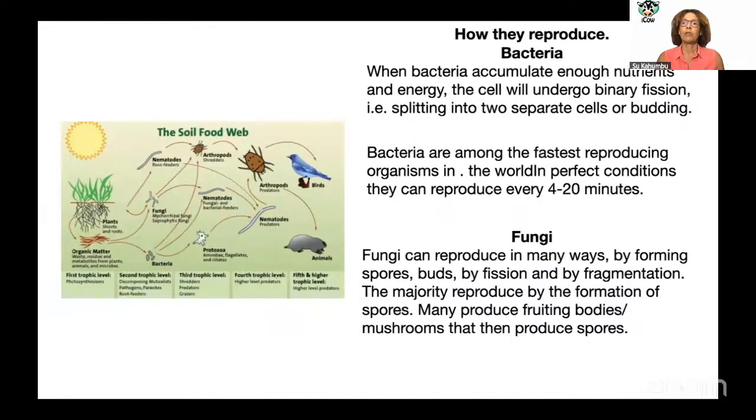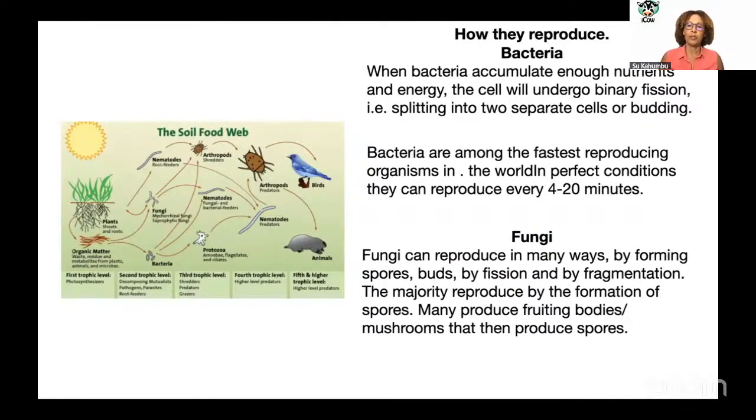So how do they reproduce? When bacteria accumulate enough, and you can read that, I don't need to read it out to you, they split the cells. We call it binary fission. It's really cool to see under the microscope when we're looking at some of those things just splitting, and especially when we look at the bigger ones, the amoeba. Very cool to see, we might see some today. Bacteria are the fastest organisms to reproduce, okay?